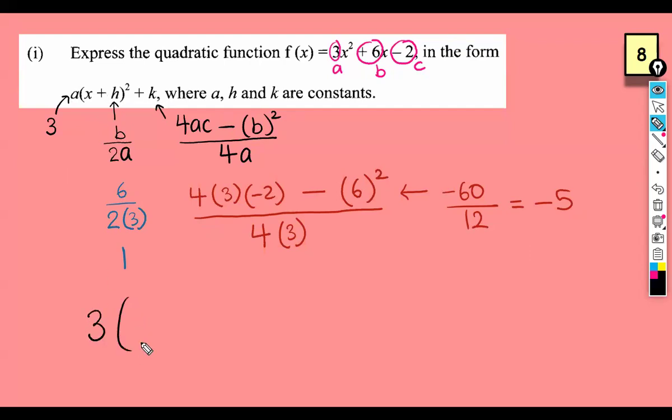So it's 3 open brackets, x plus 1. This is your H value. Don't forget the squared here. And K is minus 5. I know there's a positive sign here, but if K is minus 5, when a positive touches a negative, you're ultimately going to get a negative. This is the answer. For those who got it wrong, look at my working and just confirm with me that you saw your mistakes.